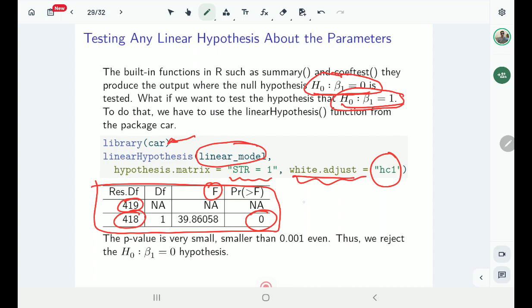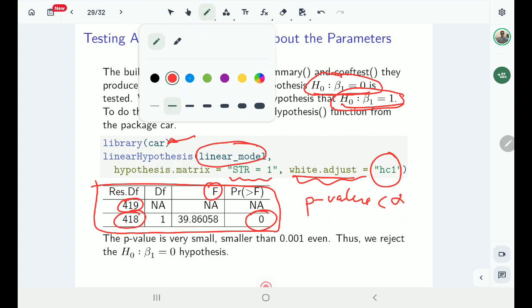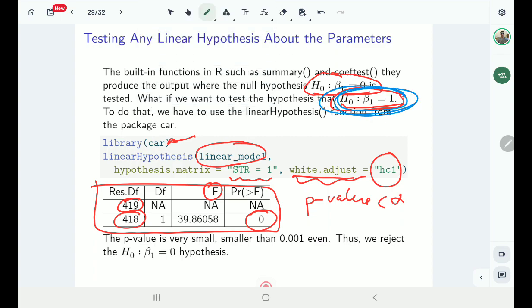We know that if the p-value is less than the significance level, alpha, then we have to reject the null hypothesis. In this case, we got a p-value very close to 0, and because of rounding, it shows up as 0, right? So we got a p-value of 0, which is far less than 5%, and therefore we reject the hypothesis that beta 1 is equal to 1 in this particular case. Okay, as simple as that.